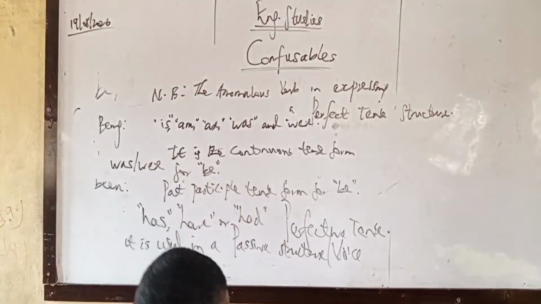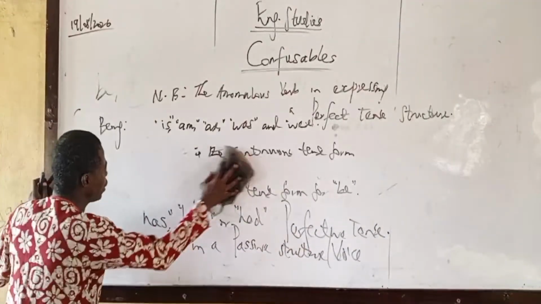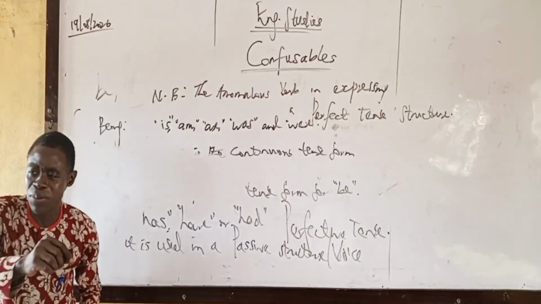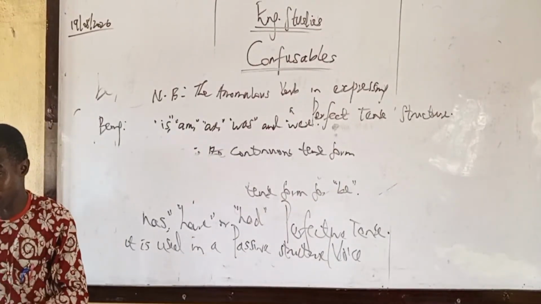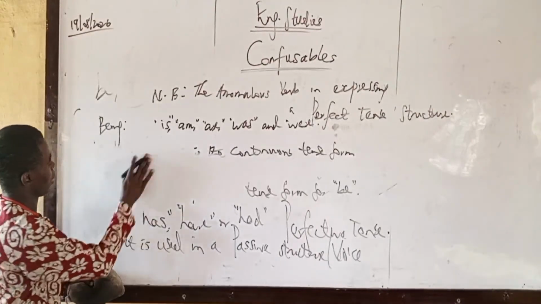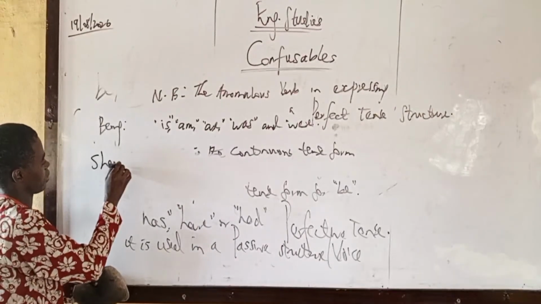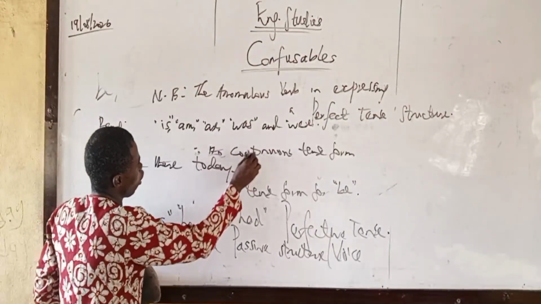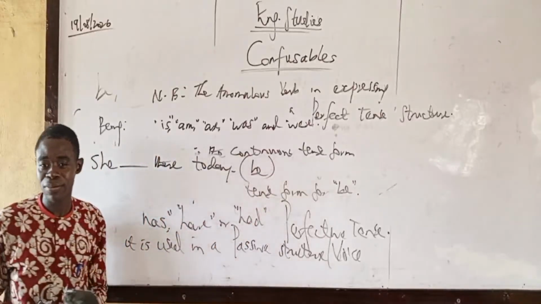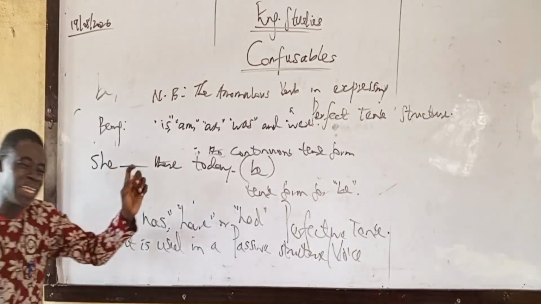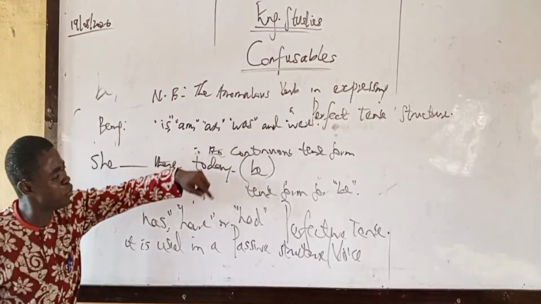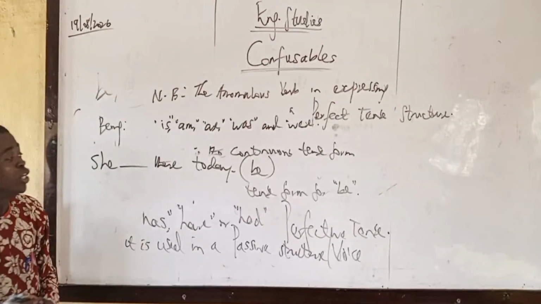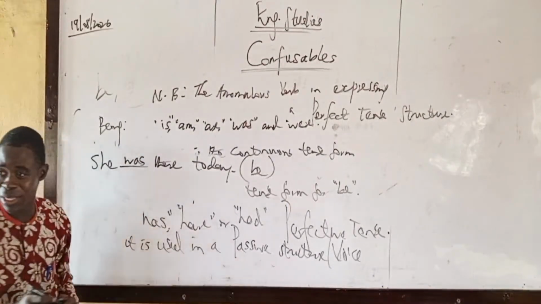Let me give a question that relates to this. Have you seen a question where you are told to fill in the gap with the suitable verb bracketed at the end of each sentence? If I do this: "She ____ there today," and I open bracket, I put be. What's the instruction? Fill in the gap with the suitable verb in the brackets. "She has been"? No. She was there today.